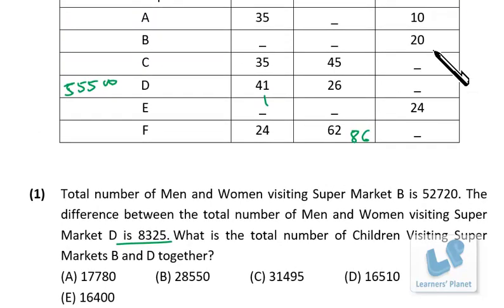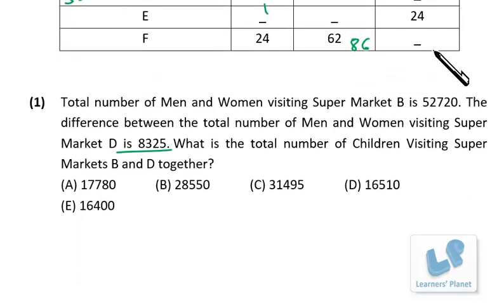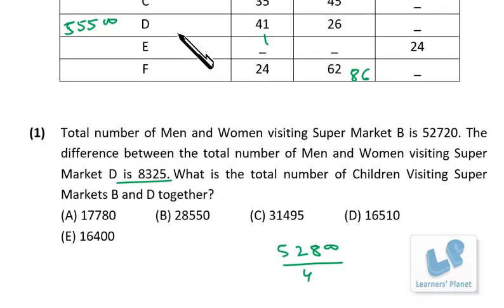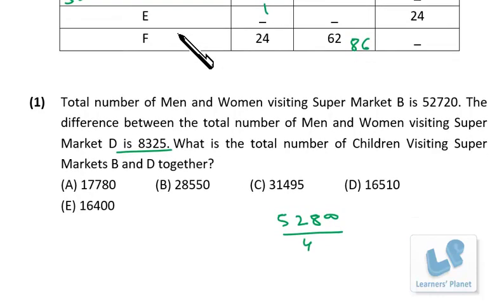So this divided by 0.8 and into 0.2. So precisely this divided by 4. So I can just say 52,800 divided by 4. So that is the number of children in supermarket B. Then in this case, the difference between men and women, 41 and 26, the difference is 15. So the total number of persons will be 8325 divided by 0.15. That is the total number of persons.